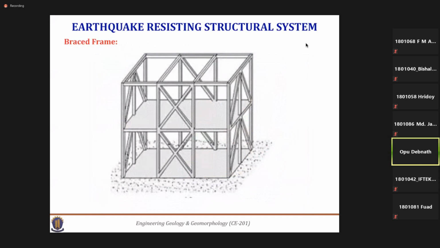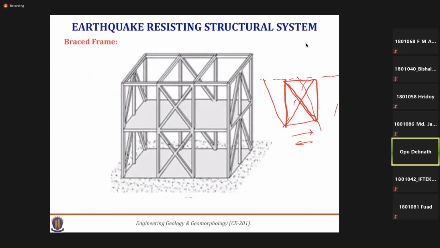And the braced frame, that means suppose this is a single frame. If earthquake movement occurs, it has the chance to move in this direction or this direction. But if you brace it in the diagonal direction, diagonal bracing, now what will happen? It restricts the movement in the sideways direction. So this is the braced frame.